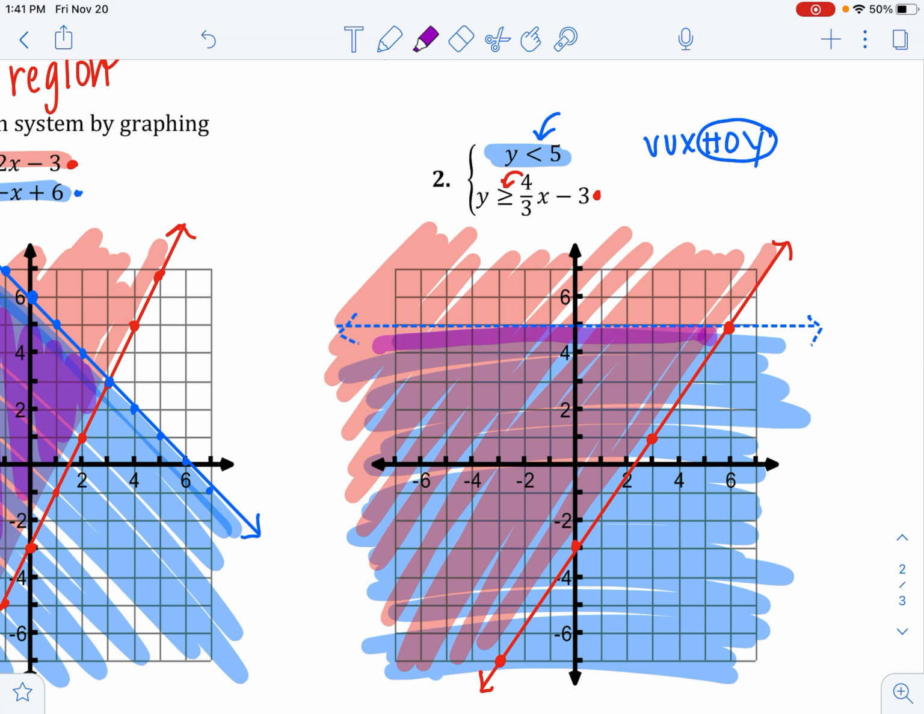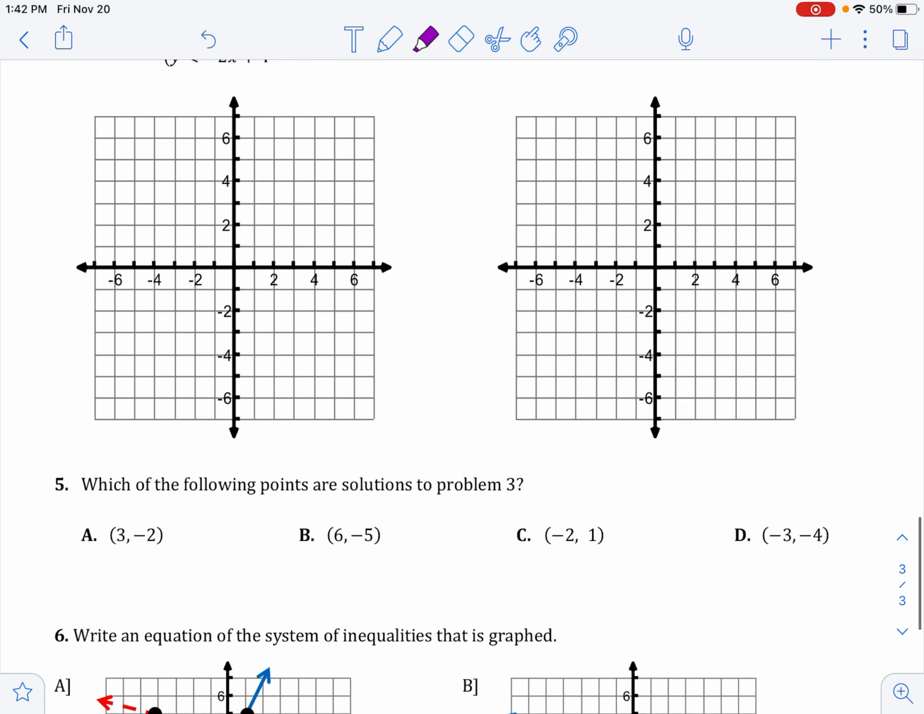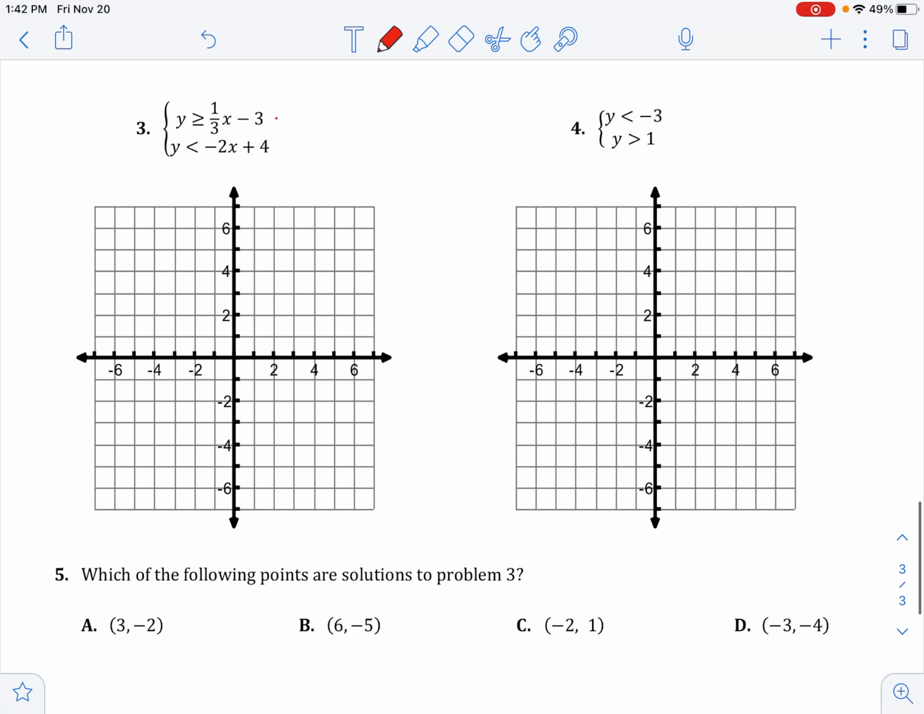And then I'm going to darken the overlapping shaded region. The overlapping shaded region is below this line and to the left of this line. So it's all these values in between here. There we go. Isn't it pretty? Okay, let's move on to the last two here, and then I have follow-up questions in problem number 5.